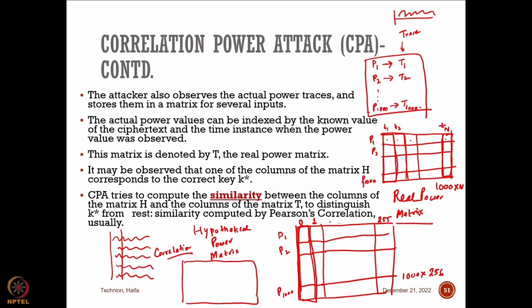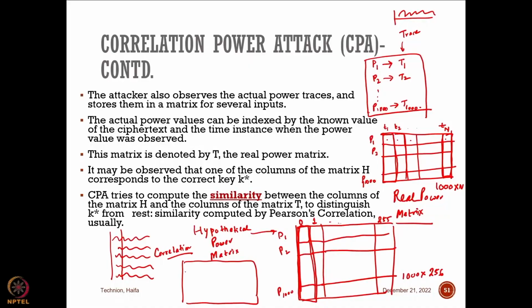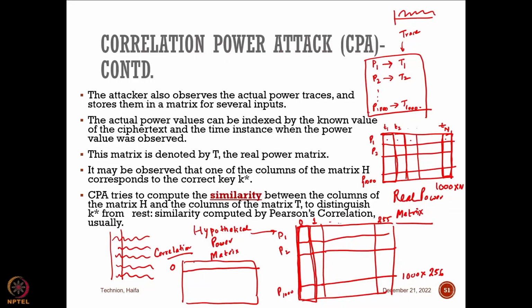So what I do is, I take this 0th column in my hypothetical power matrix, which is this one, and I match it with the first one, the second one, and so on. Okay? You can imagine that the 0th row of this correlation matrix corresponds to the 0th key hypothesis, and I match it with all the n time instances. I find out the first one, the second one, and so on. These are all my different time instances, so I can call them T1 till say Tn. I repeat this process again for my next key hypothesis.